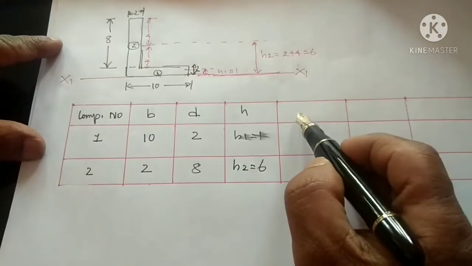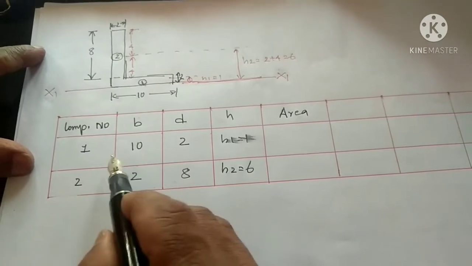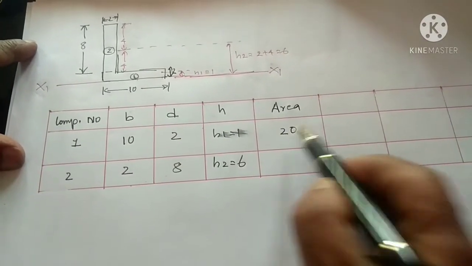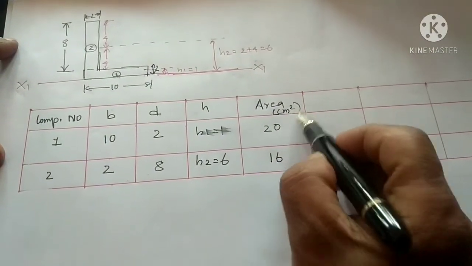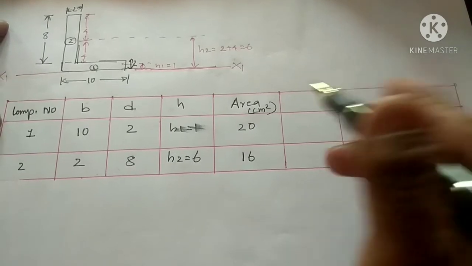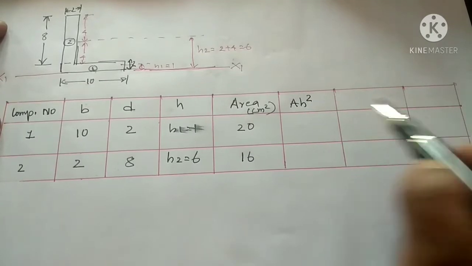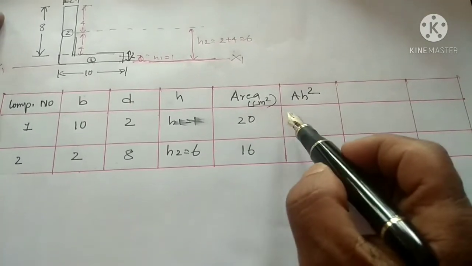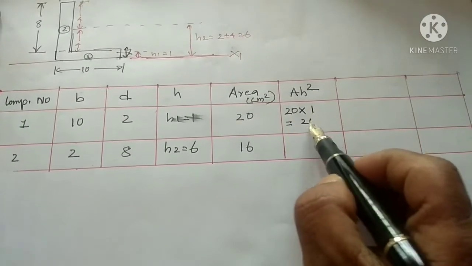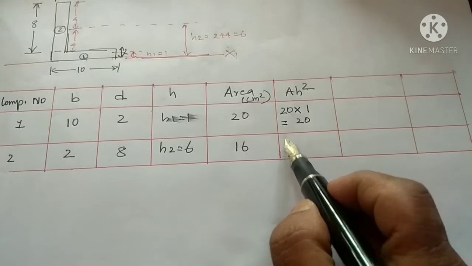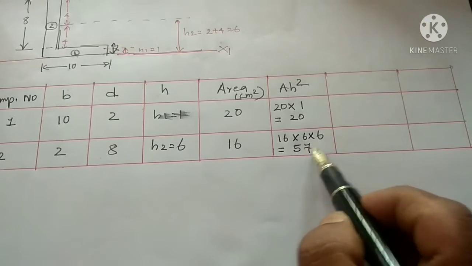And next we have to find out the area. So for the first component, 10 into 2, which is 20. And for the second one, it is 16. Here the unit you have to write is centimeter square. Then you have to find out AH square. That is 20 into 1, which is equal to 20. And for this one, 16 into 6 into 6, which is equal to 576.